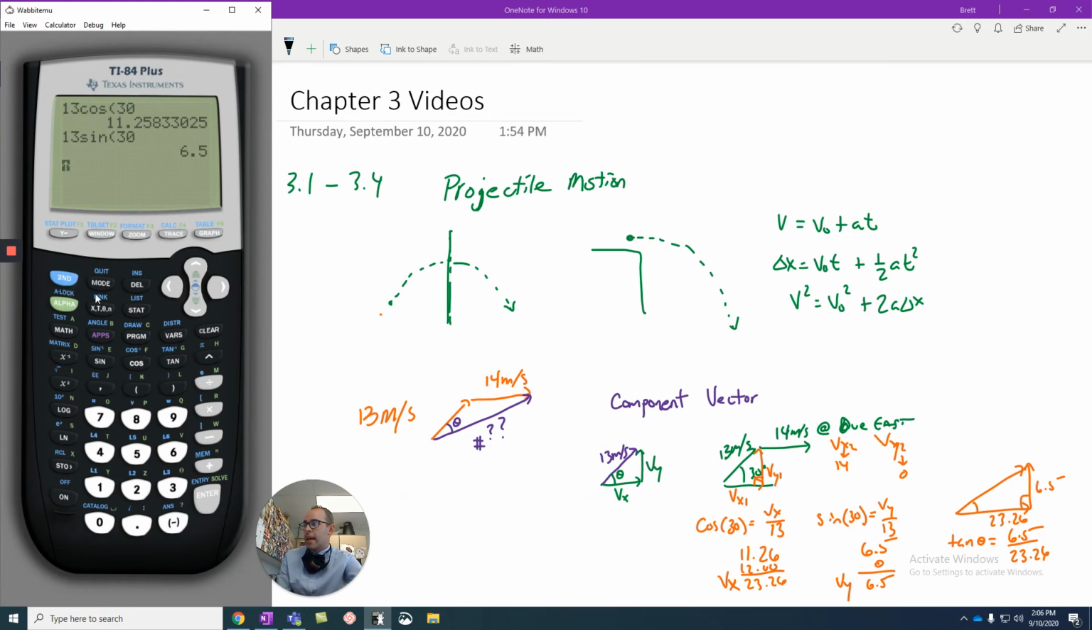But we're going to take the tan inverse of 6.5 divided by 23.26. Now, in fairness, I really shouldn't round it like this. I should just go up, select the 11.25833025, and add the 12 to it. And that would be the best case, but I'm just trying to be a little quick here. We get 15.6. So the equivalent angle would be 15.6.